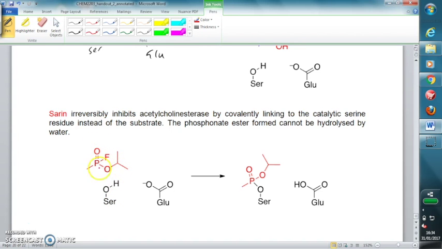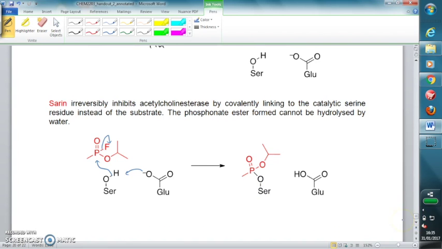And it's sufficiently similar to acetylcholine that it will enter the active site and get attacked by the serine oxygen. But now we lose fluoride and get to this phosphonate ester. And this phosphonate ester is a lot less easy to hydrolyze than an acetyl ester that we get naturally. And so this stays here, irreversibly covalently linked, and so the enzyme can't function anymore.